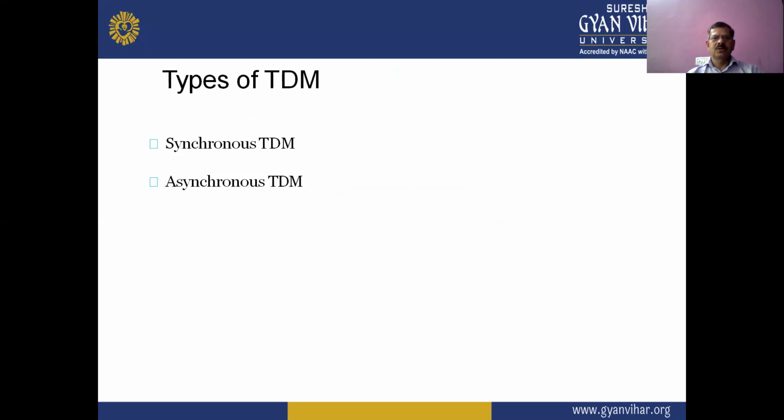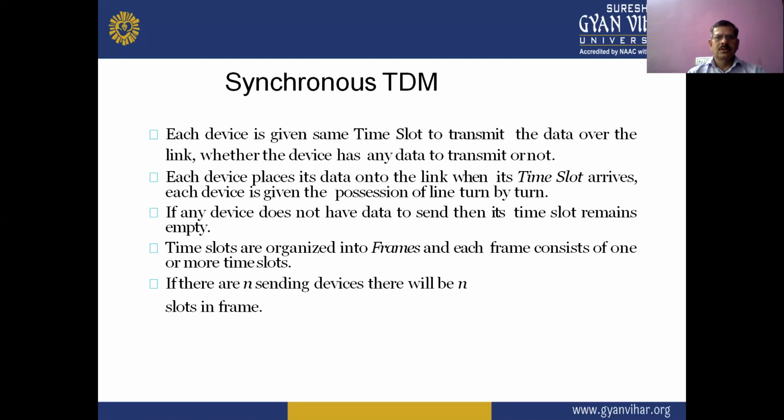Types of TDM. There are two types. First one is synchronous TDM and second one is asynchronous TDM. In synchronous TDM, each device is given the same time slot to transmit data over the link, whether the device has any data to transmit or not. Each device places its data onto the link when its time slot arrives, and each device is given the line turn by turn. If any device does not have data to send, then its time slot remains empty.